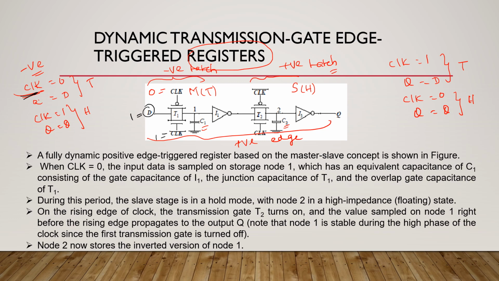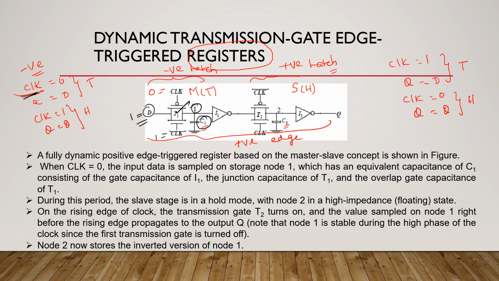So PMOS and NMOS both are simultaneously on when my clock is 0, then we can say the transmission gate T1 is in an on condition. So if it is on, the data 1 will be passed on to the output side of the transmission gate. We are getting 1 here.